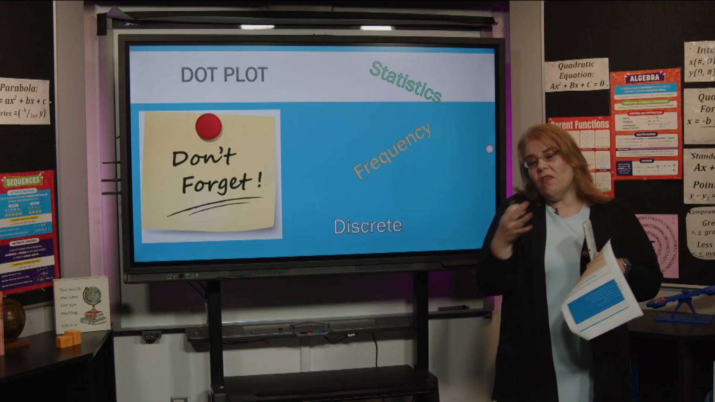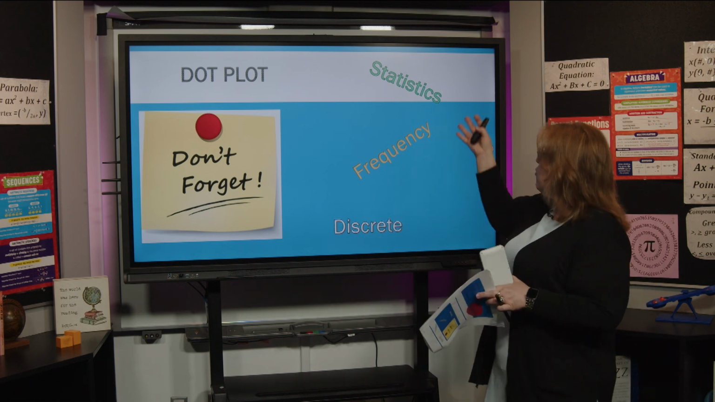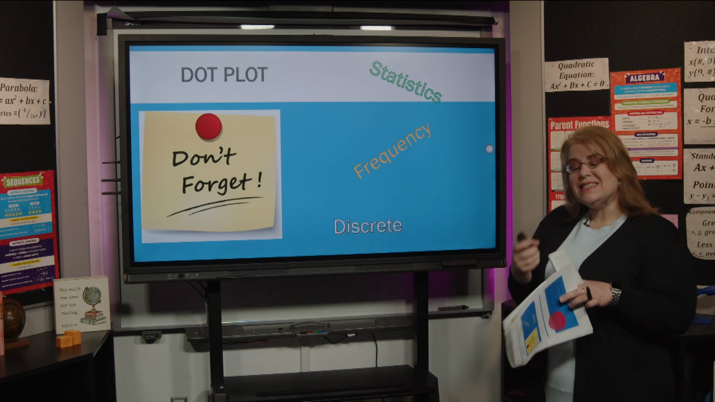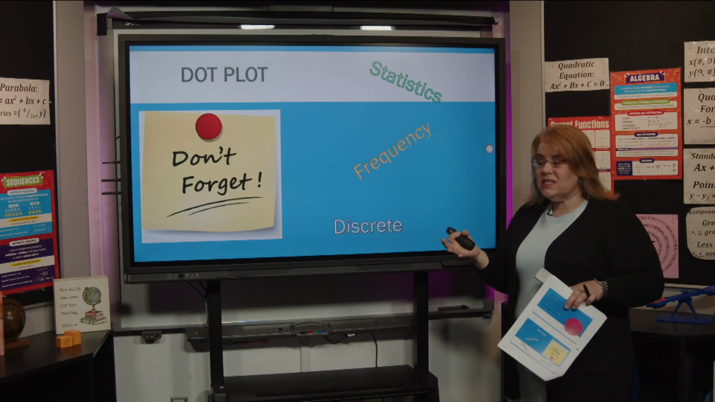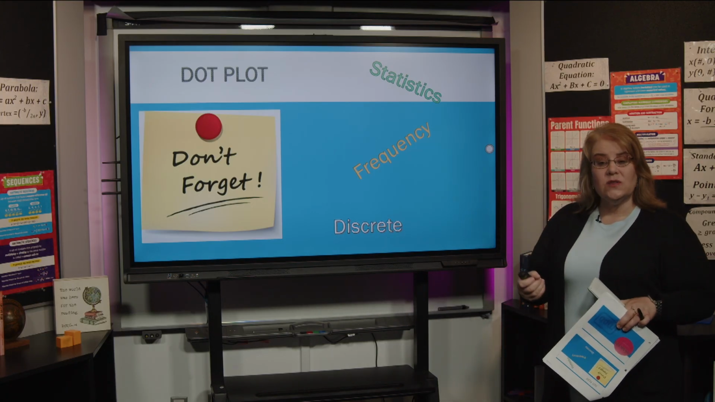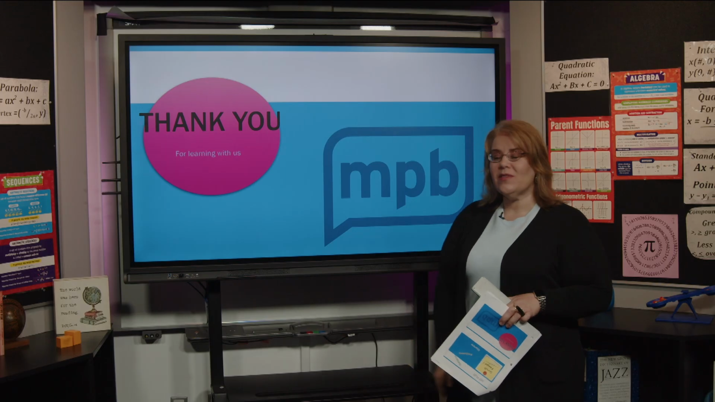Don't forget, remember what a dot plot is. I'm taking all those values and I'm using a dot to represent every time I see them. Remember what statistics is. It's the science of analyzing data. Frequency, how many times we see something, and obviously discrete means what? There's limitations.